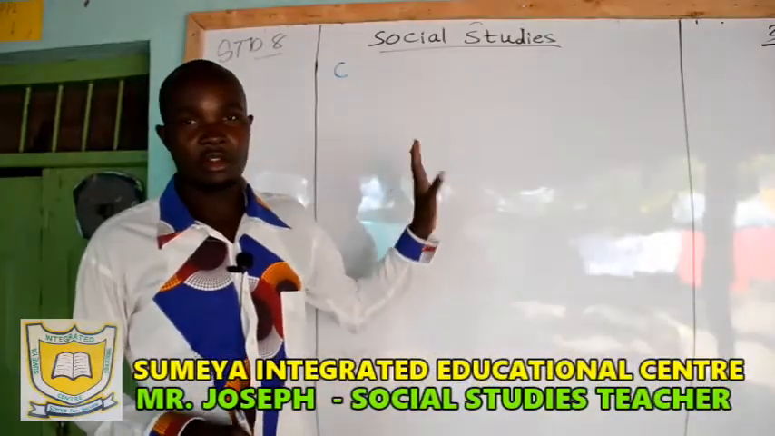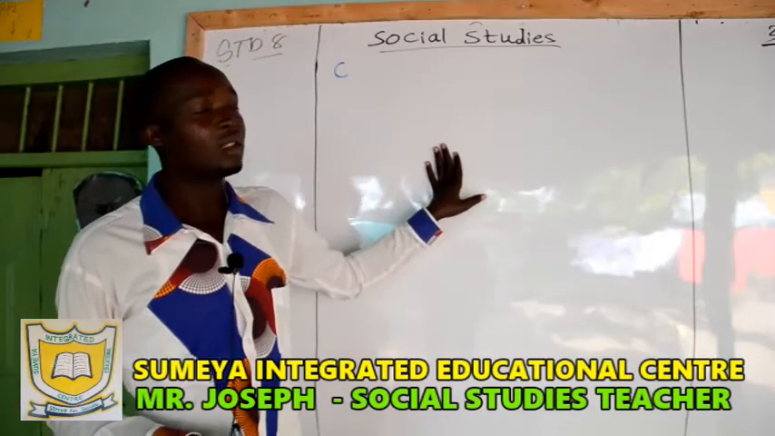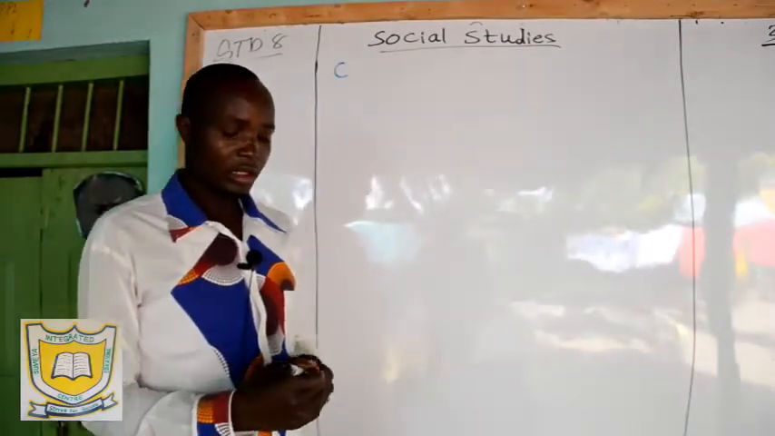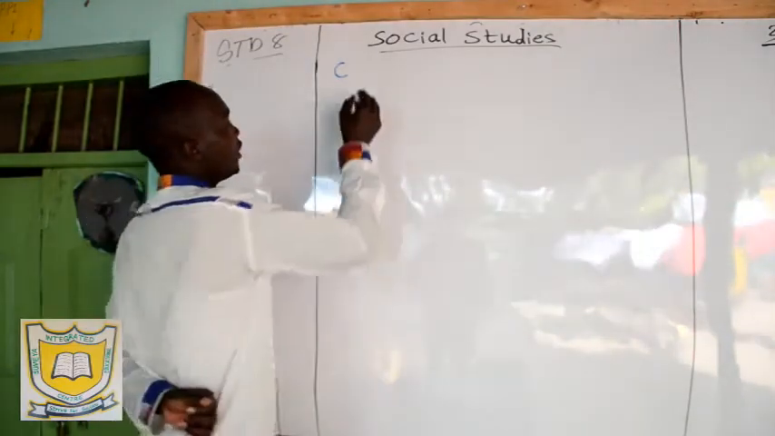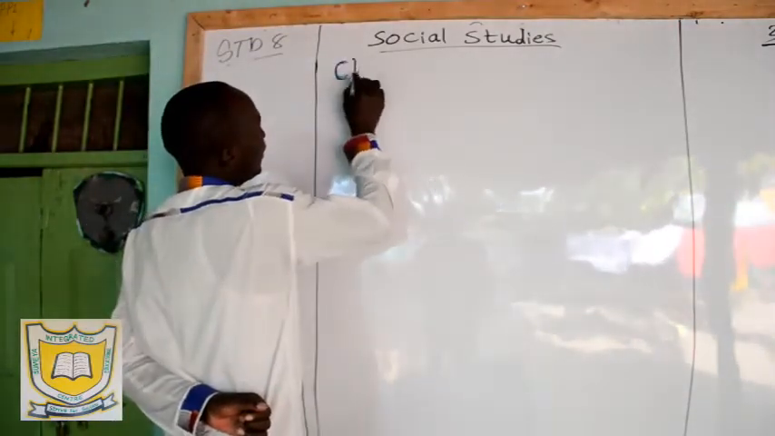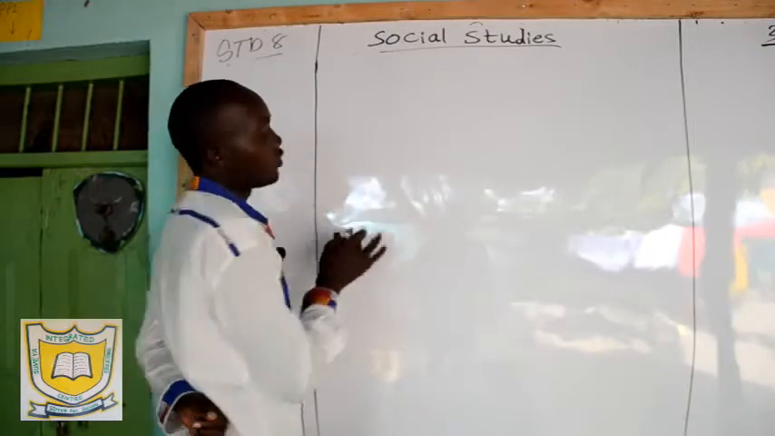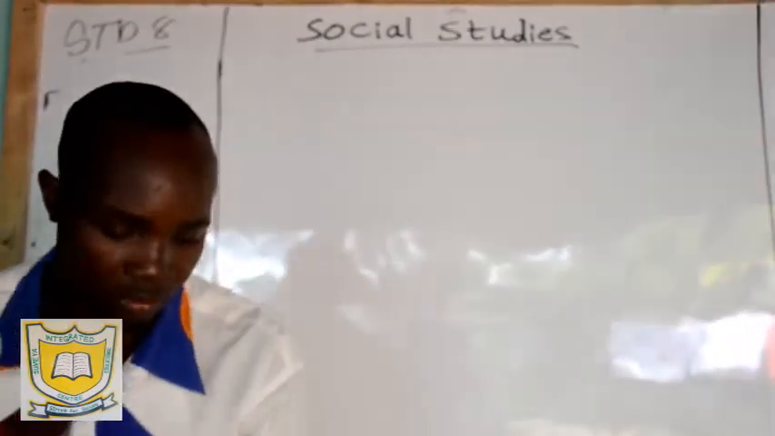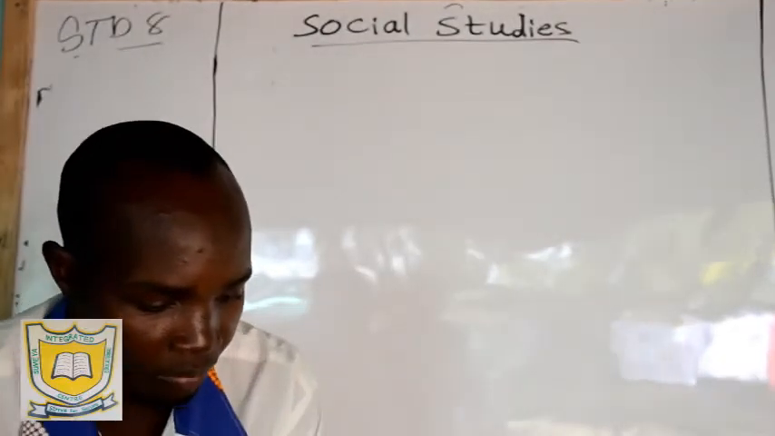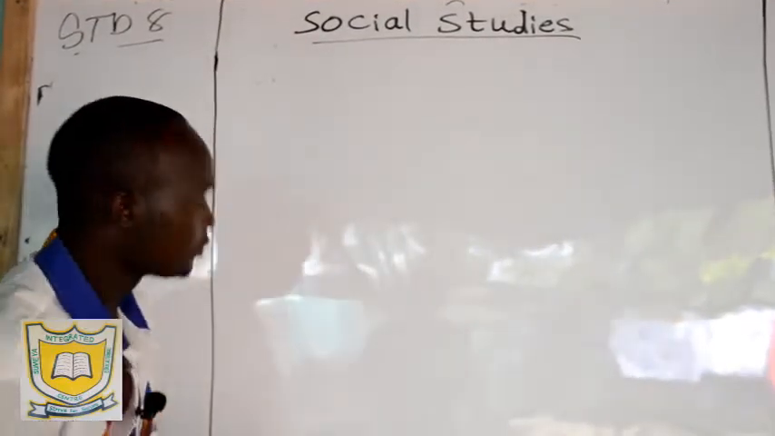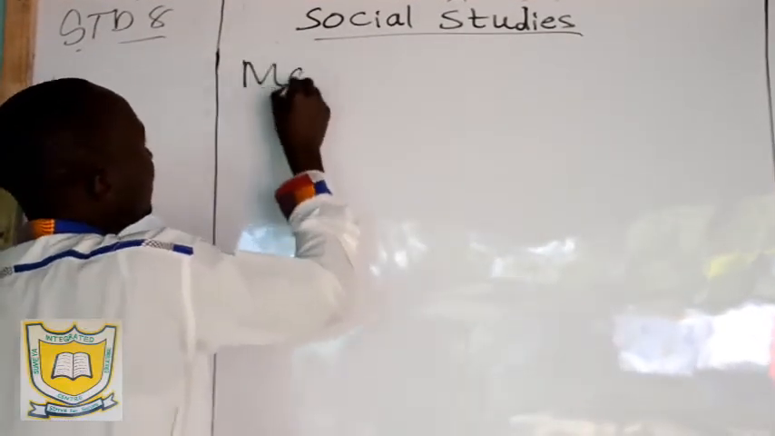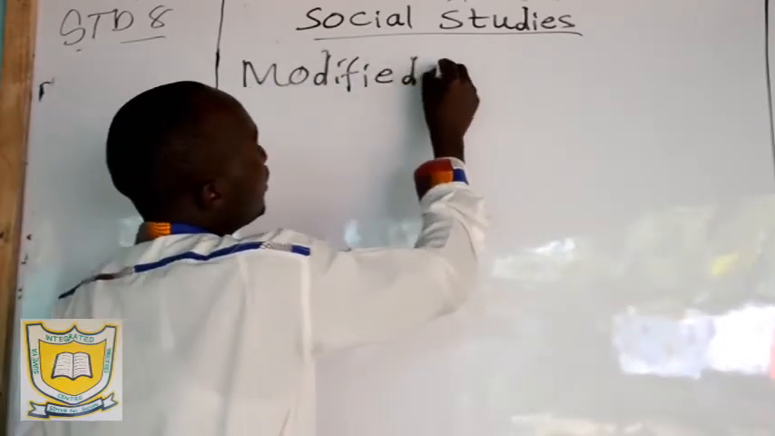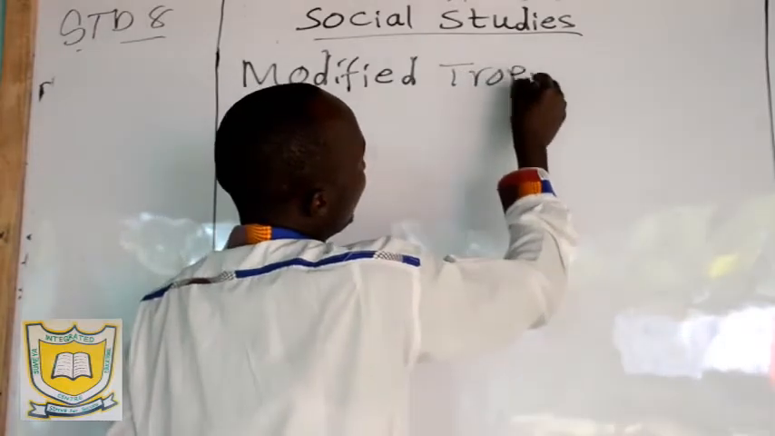We are still under our vision, that is climate, under the physical environment. So we are looking at the climatic zones. We had looked at equatorial, modified equatorial. Today we want to look at what we call modified tropical.